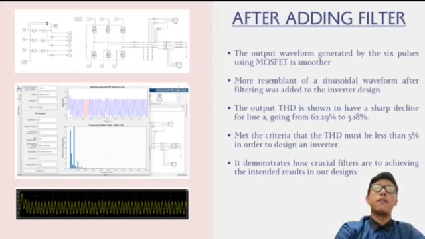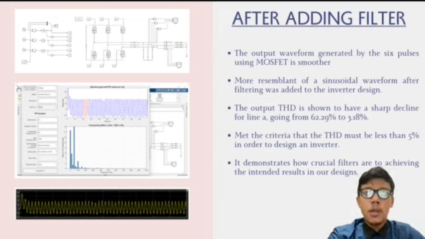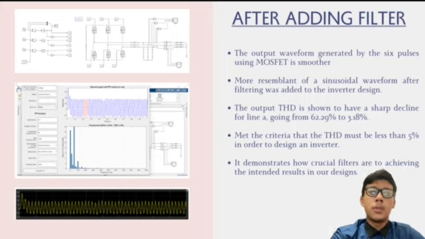Next, after adding a filter to our inverter design. As you can see here, this is our inverter design with a filter, and our THD and our waveform. The output waveform generated by the 6 pulse using a MOSFET is smoother, more resembling a sinusoidal waveform after filtering was added to the inverter design. The output THD shows a sharp decline from line A, going from 62.29% to 3.18%. Because of that, the criteria have been met.